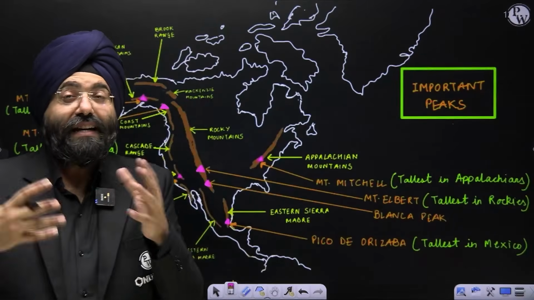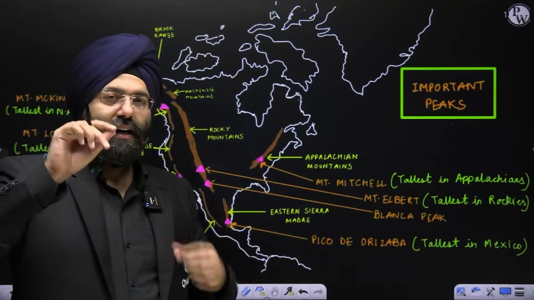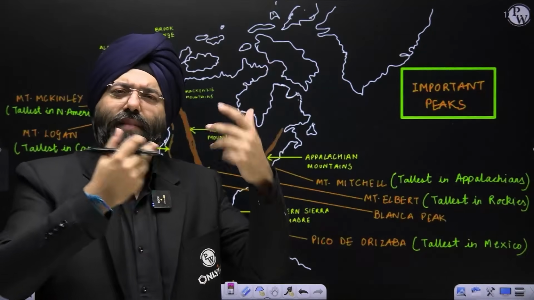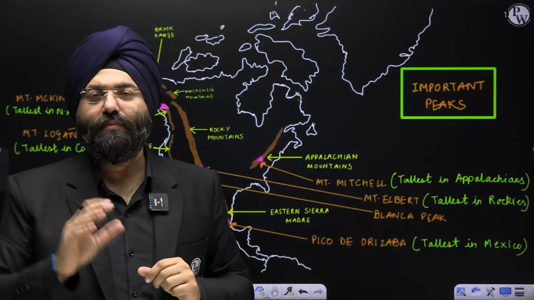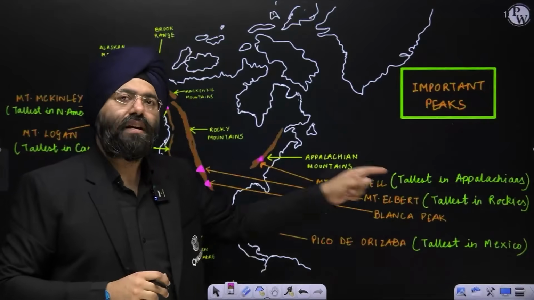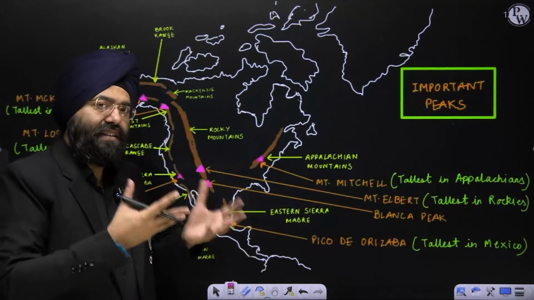Now, you might get confused in the examination, where they will write Pico de Orizaba and in front of it, they will write Italy. You will say, yes, it sounds like an Italian word, let us mark it. No, you should not make such flukes. So, Pico de Orizaba is the tallest peak in Mexico, located on the Eastern Sierra Madre, which is in Mexico.